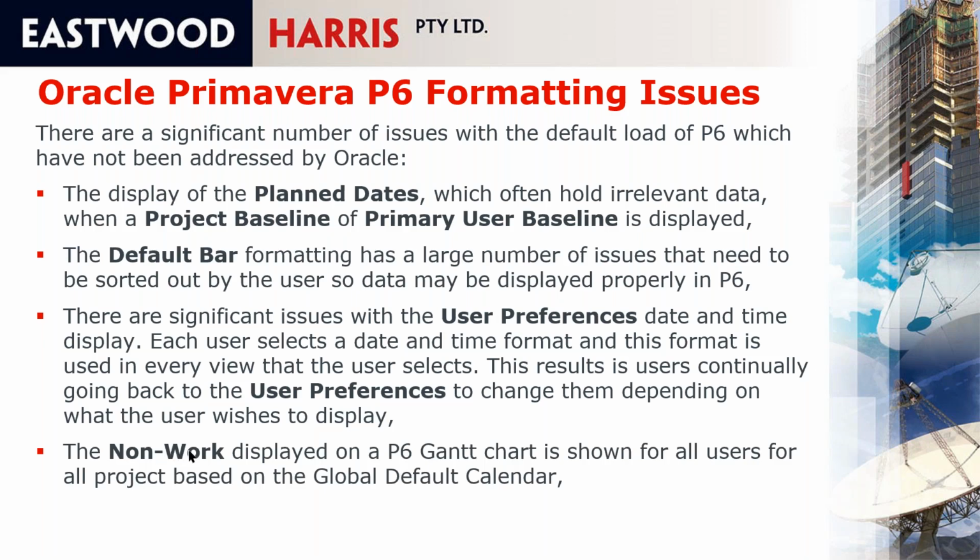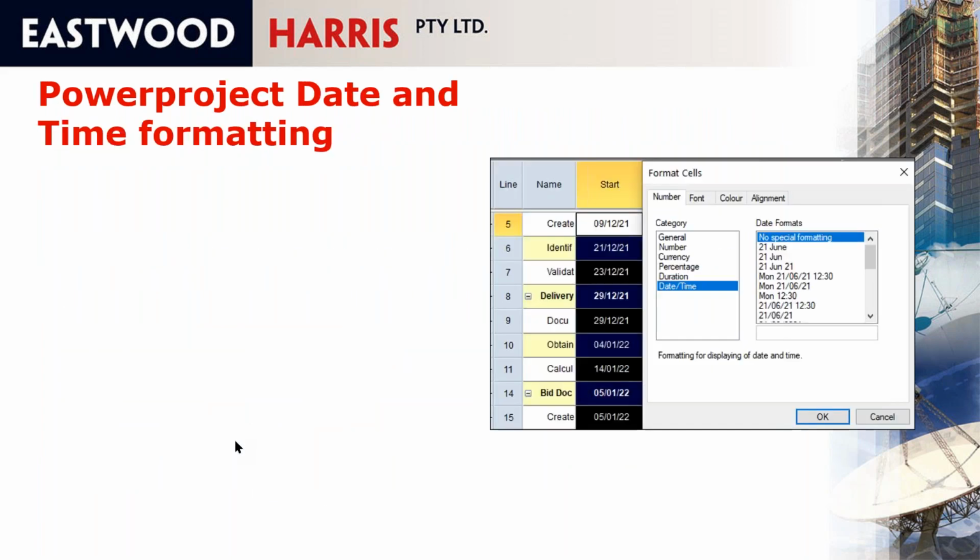Non-work is displayed in a P6 Gantt chart based on the global calendar, so you can only have one set of non-work time shown in your Gantt chart for all projects in a database. I've got some customers who have hundreds of thousands of projects in their database, and they can only show one non-work period calendar for all of those projects in the background, and that's a serious weakness of a product that's aimed at the construction industry. And there's no zoom function.